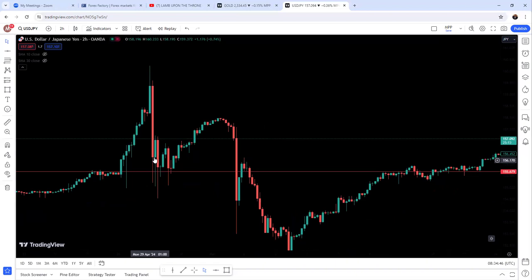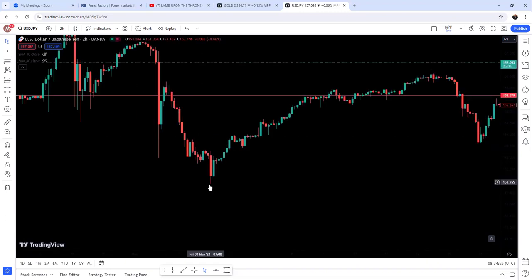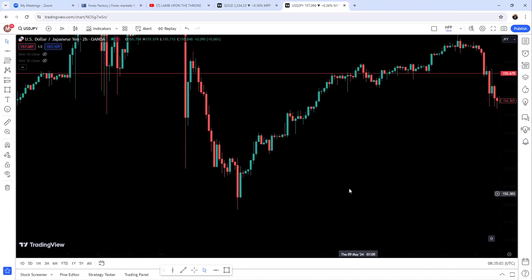If you entered here, good. If you waited for a 50% pullback, good. You just caught it going down. But here, this was also catching the bottom, as it were. I believe you guys know what catching the top and bottom is: the highs and the lows.